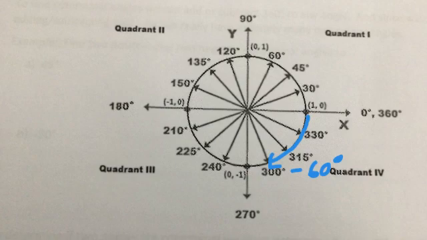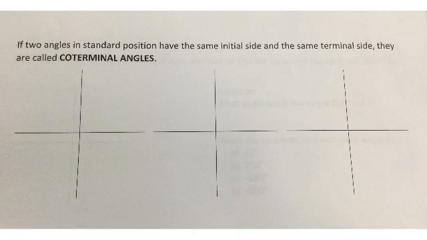Does everybody follow? I can rotate either direction. Everybody okay with that? In that last example, what we were looking at, 300 degrees and negative 60 degrees, they have the same initial side and the same terminal side. So we call those angles coterminal angles because they share their terminal side. So the angles are coterminal.